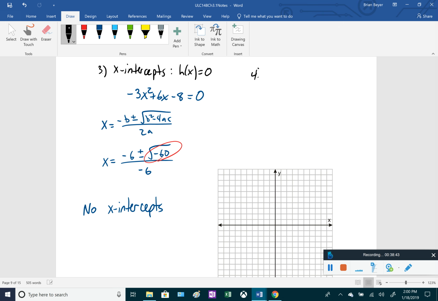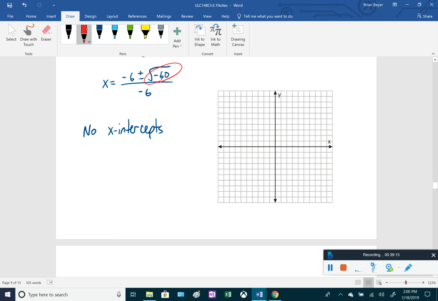And lastly, for the y-intercept, so I'm going through a little bit quicker just because I'm sure this is super repetitive. I just wanted to show a bunch of different cases of what could happen. So we're going to plug in a 0, so it's going to be negative 3 times 0 squared plus 6 times 0 minus 8 gives us a y-intercept of negative 8. So let's plot everything real quick. So there's no x-intercepts. The y-intercept is negative 8.